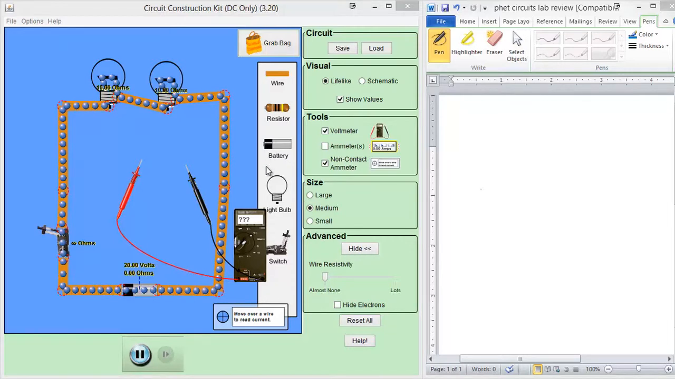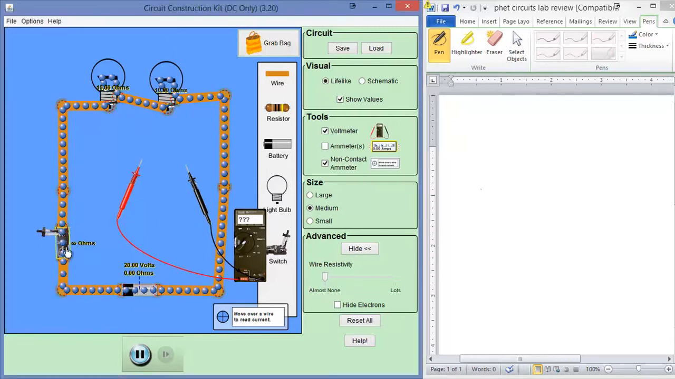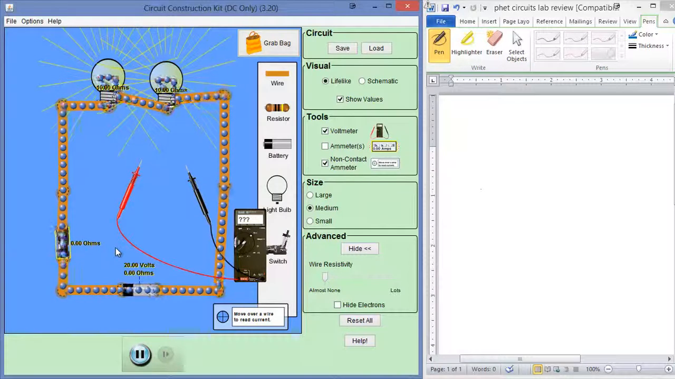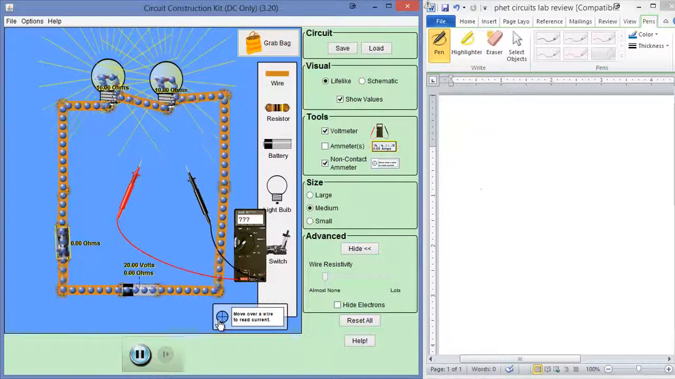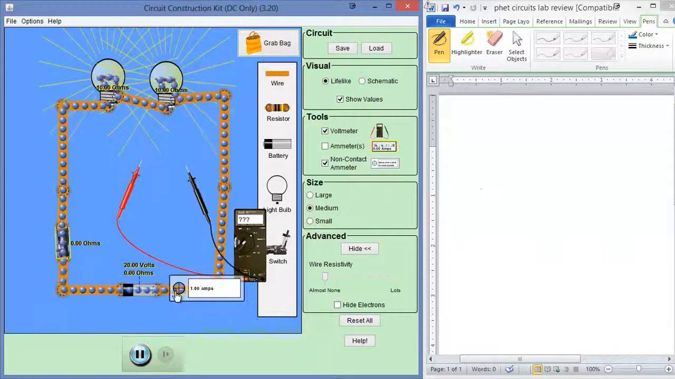So let's take a look carefully at a series circuit to start off with. We have a 20 volt battery and two 10 ohm resistor light bulbs. Let's get the current going by closing the switch. Okay, now first of all, I want to take a look at current. We can use our non-contact ammeter.